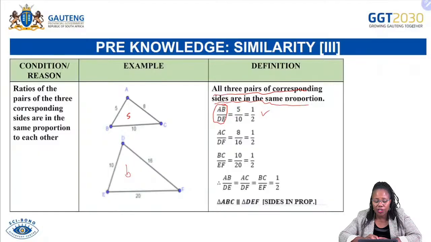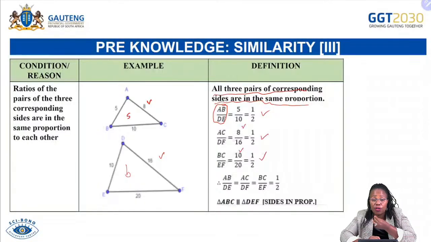And then we check another side. Which one follows? It's AC. After 5, the next bigger one is 8. Then it will be AC over DF, 8 followed by 16 in this case, right? So AC over DF is 8 over 16. The simple fraction gives us the same thing as the previous one, which is half. Lastly, we are taking the longest side, that is BC over EF, which is 10 over 20. Simplified, the fraction is 1/2.